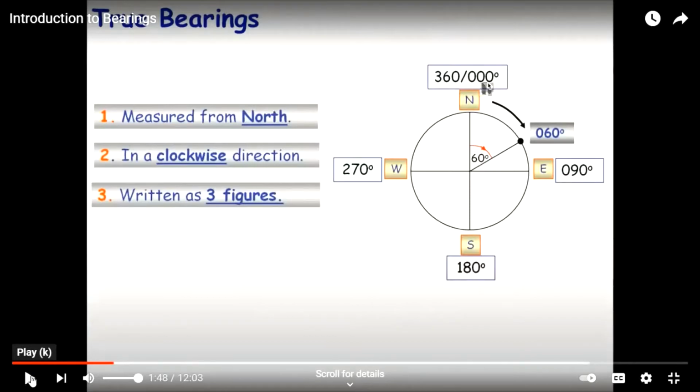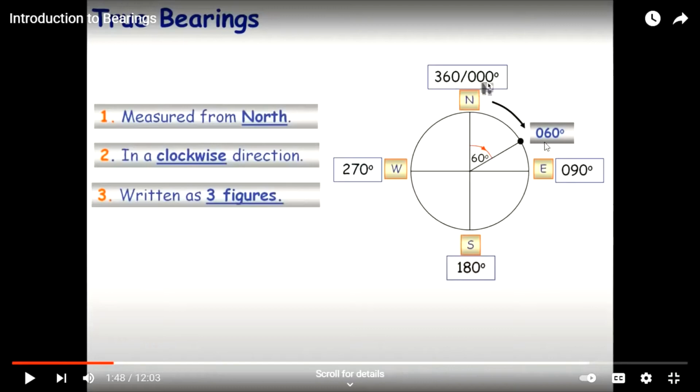All right, so what he's saying is that we always start with the north. When we're doing our bearings work, we go from north in a clockwise direction. As you can see, my arrow is indicating what a clockwise direction is. And in this case, we start at north, but we're on a bearing of 60 degrees.